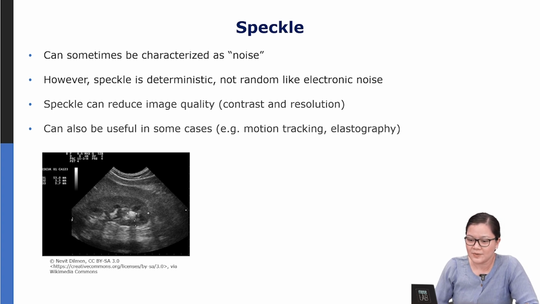Now in the lower left-hand corner here, you see an image of an ultrasound of a kidney, and you can see that most of the image has speckle in it. And this speckle is important for assessing the background texture of the tissue.